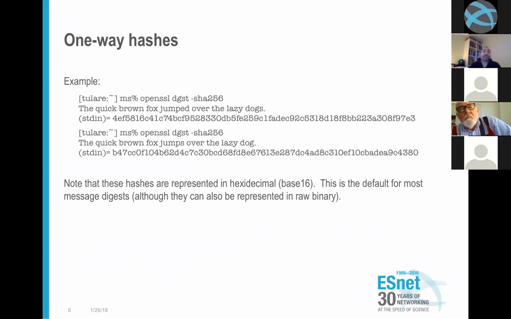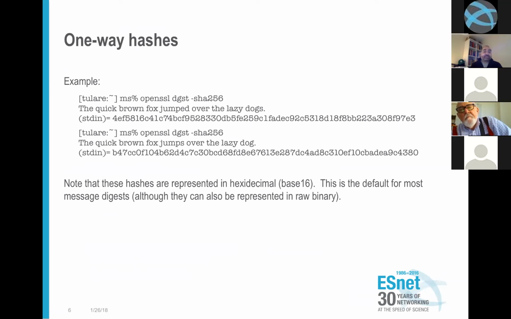So here's an example of using SHA-256. This is actually more properly called SHA-256. It uses the SHA-2 algorithm with a 256-bit hash. I'm just doing this on my Mac laptop, the laptop that I'm actually using to give this presentation right now. I can run hashes on that laptop with software that's already built in.